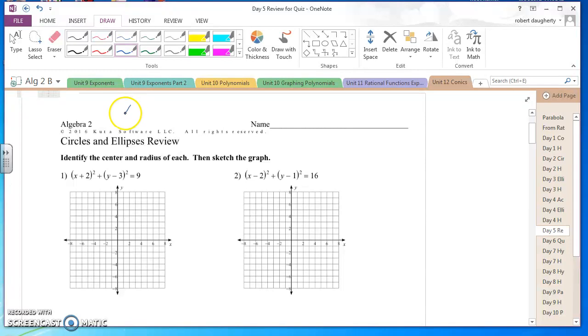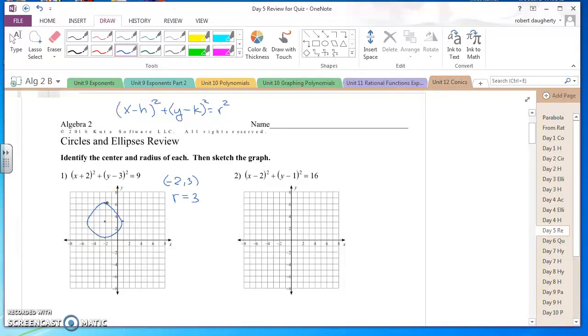You should remember that the form for a circle is x minus h squared plus y minus k squared equals r squared. So in this case, I can see that the center of this circle is at -2, 3, and then the radius is going to be 3, because 3 squared is 9. So in order to graph that, go to -2, 3, and then a radius of 3 is right here, right here, right here, and right here, and that's probably about as good as I can do with the circle.